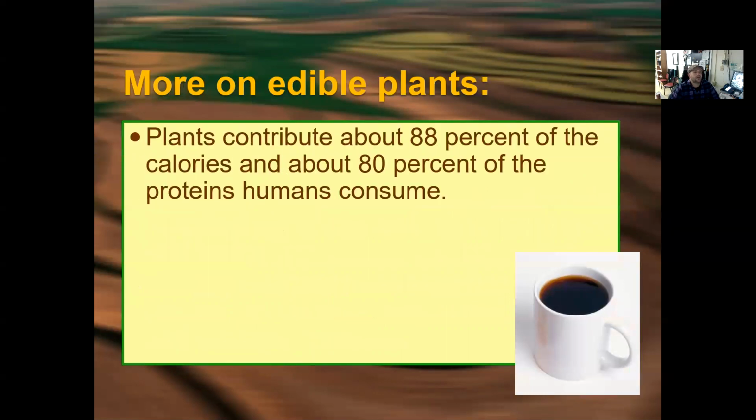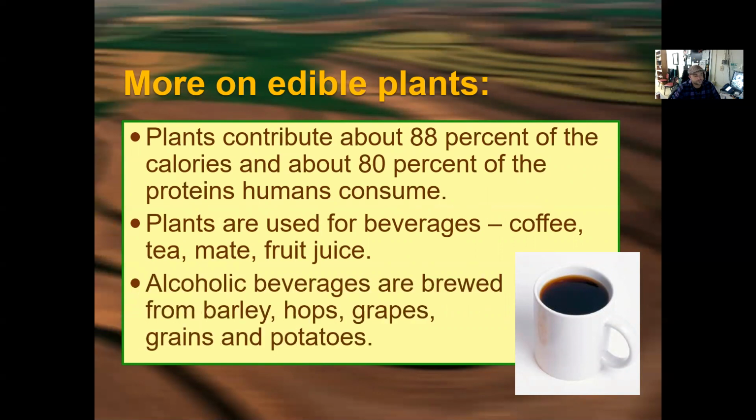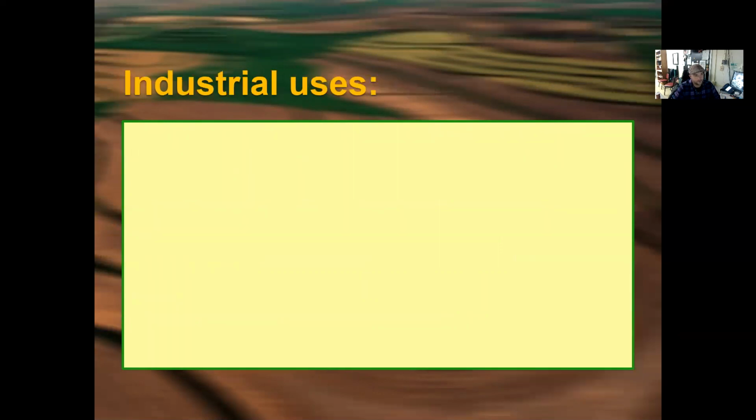So plants contribute to about 88% of the calories and about 80% of proteins that humans consume. So if you thought meat was where you were getting this from, no, it's actually more from plants than it is from animals. Plants are used for beverages: coffee, tea, mate, fruit juice. And alcoholic beverages are brewed from barley, hops, grapes, grains, and potatoes.